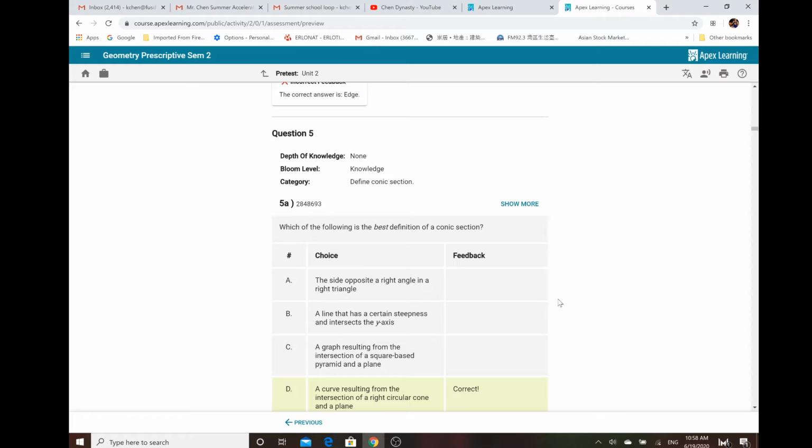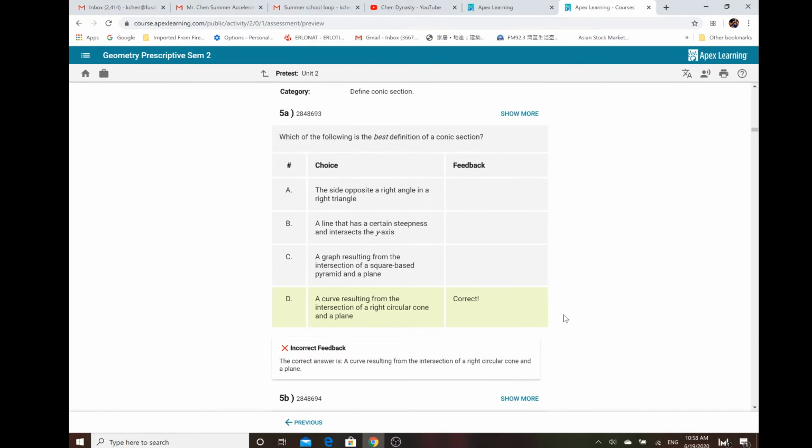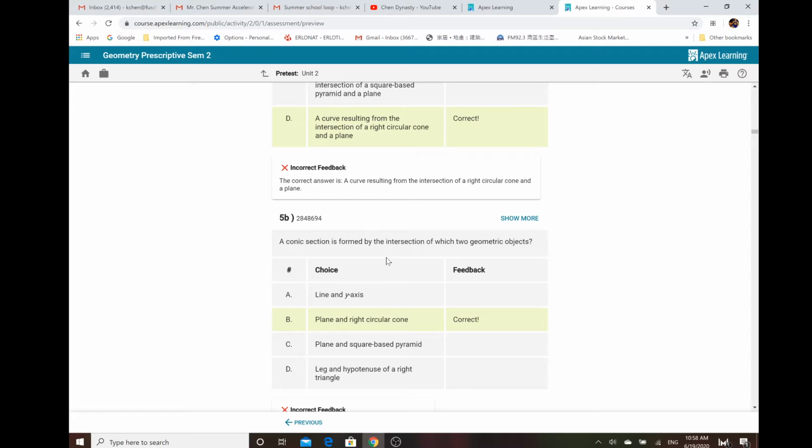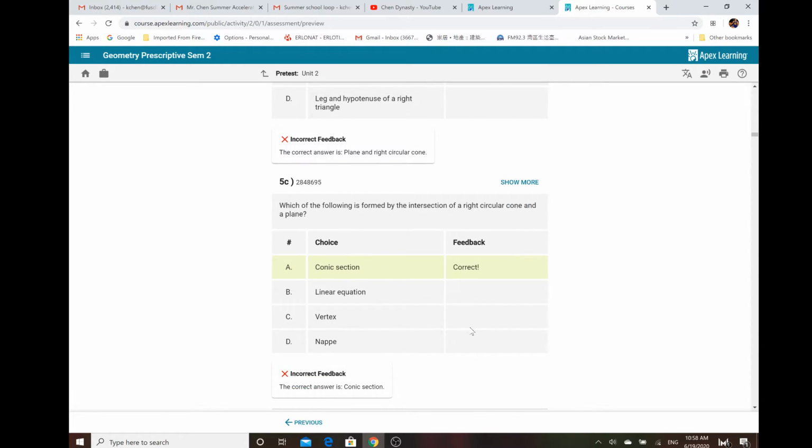And which one of the following is the best definition of a conic section? The definition of a conic section is a curve resulting from the intersection of a right circular cone and a plane. Again, it's all about a curve. For higher math classes, it's called curvature. So a conic section is formed by the intersection of two geometric objects, the plane and the right circular cone. That's just another way to ask the question: which of the following is formed by the intersection of a right circular cone and a plane? It's a conic section.